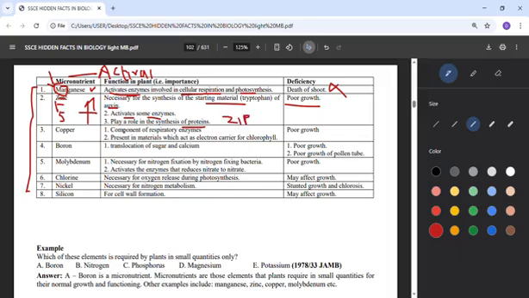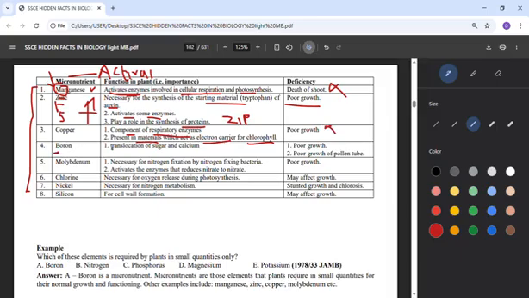Then copper is another element. When we look at copper, it is a component of respiratory enzymes. So those enzymes that will help during respiration, copper is part of them, and it is present in materials which act as electron carrier for chlorophyll. So once it's missing, there will be poor growth.